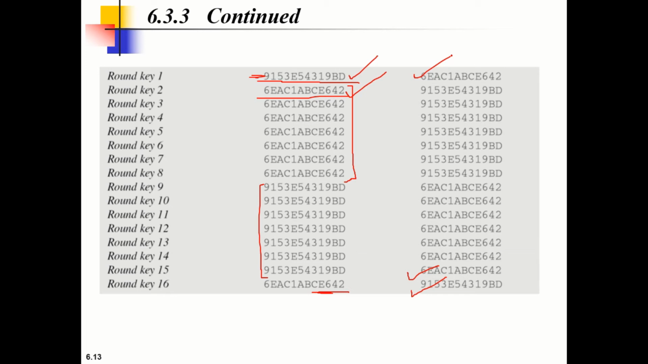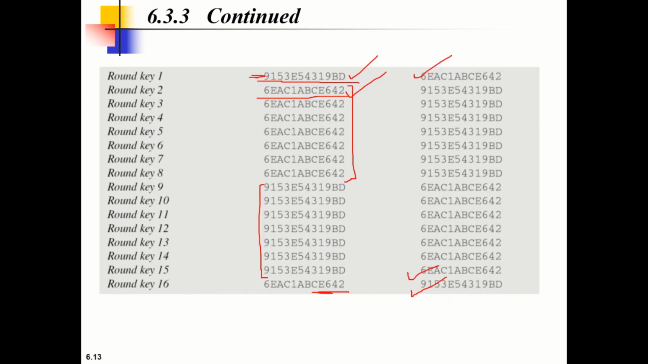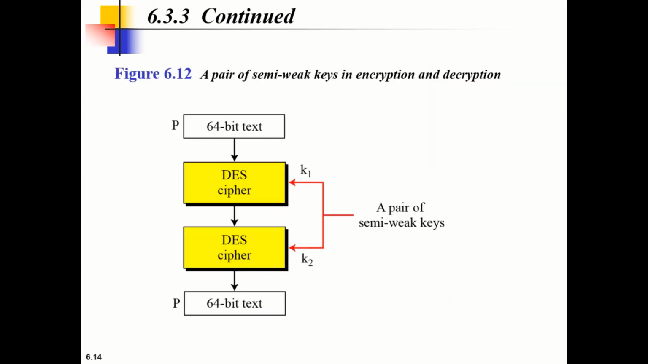If by chance we create a key from these semi-weak keys, which are 12 in total because we have 6 key pairs, so 4 weak keys we have, and 12 semi-weak keys we have, right? This is the diagram for semi-weak keys, right? So only two keys will be used, this K1 and K2. The same keys will be used again and again.